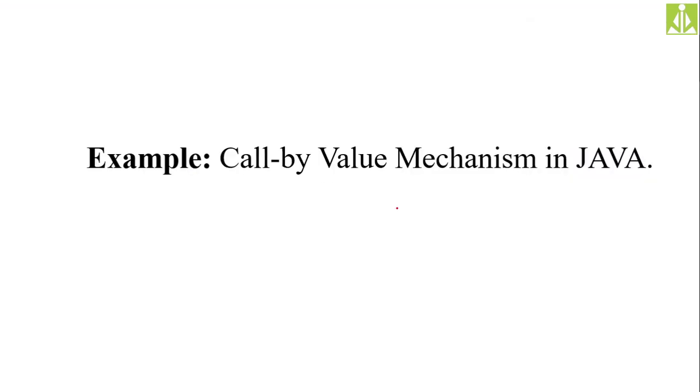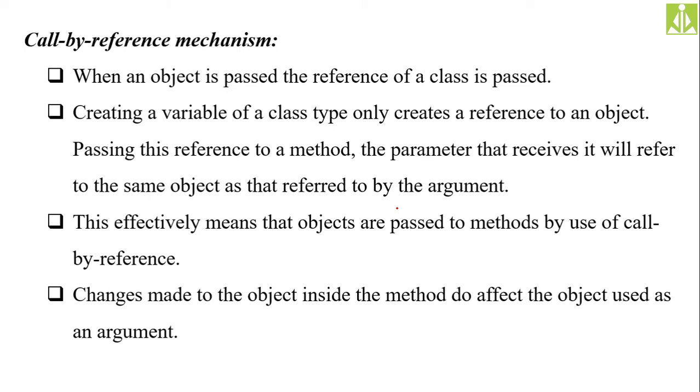Go to our PPT. The next thing is the call by reference mechanism. As we said, Java does not support pointers, so in order to achieve call by reference, we are going for objects. Instead of passing actual parameters like normal primitive types, we are passing the objects, not the primitive types.